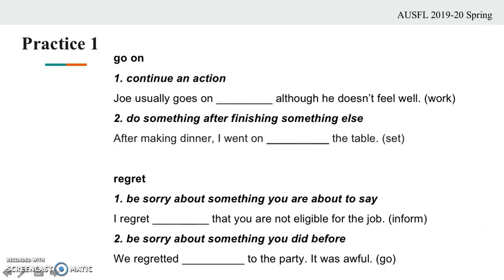Let's see. Go on. Number 1, Joe usually goes on working although he doesn't feel well. Number 2, after making dinner, I went on to set the table. Regret. Number 1, I regret to inform that you are not eligible for the job. Number 2, we regretted going to the party. It was awful.